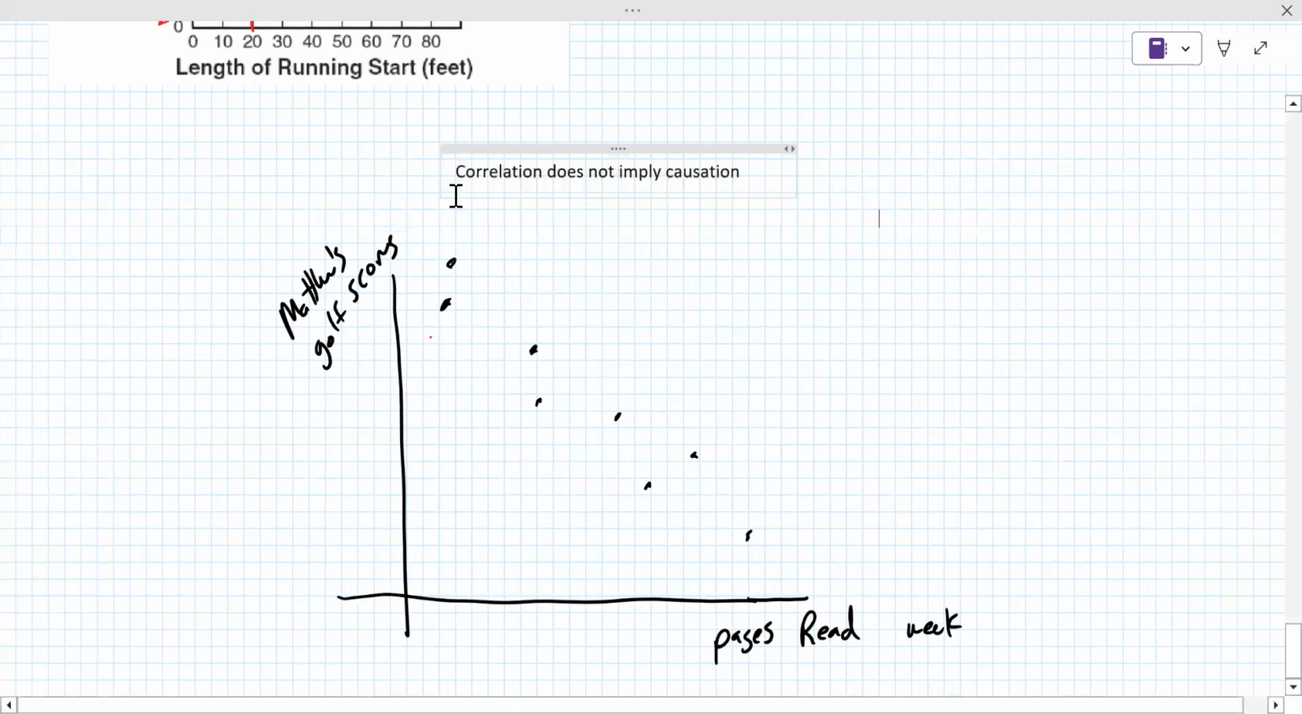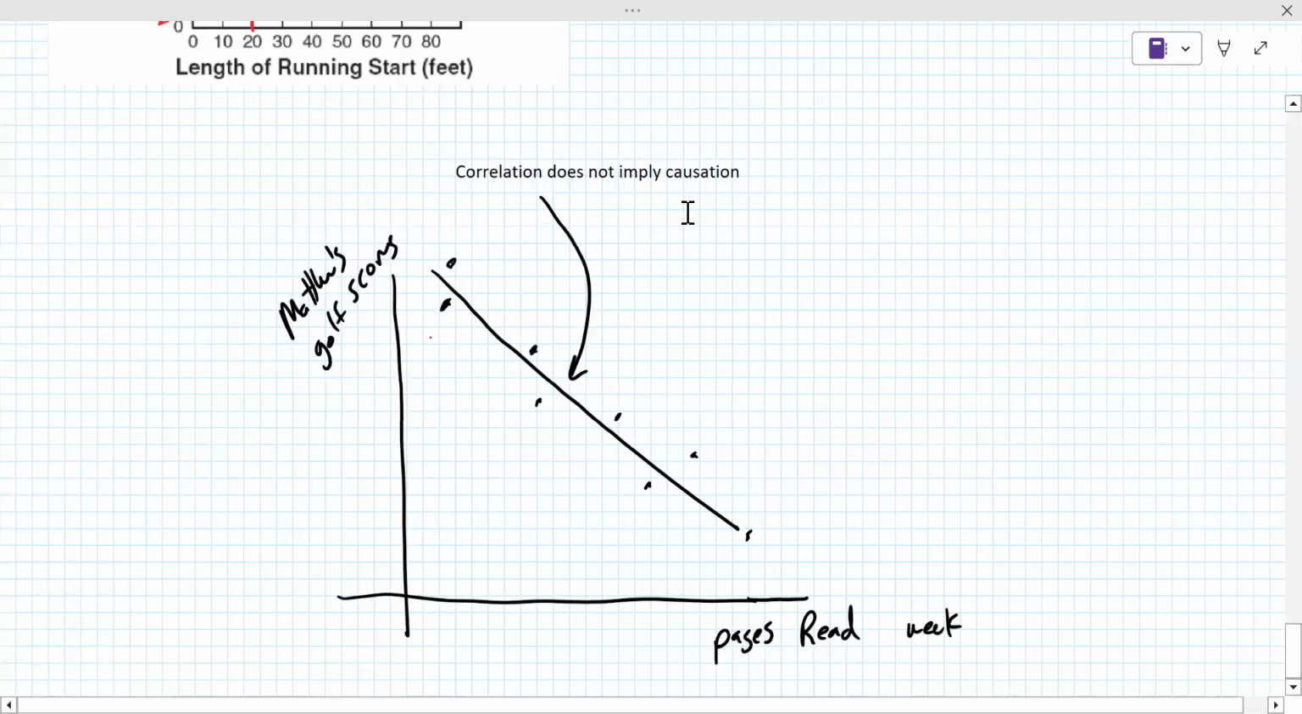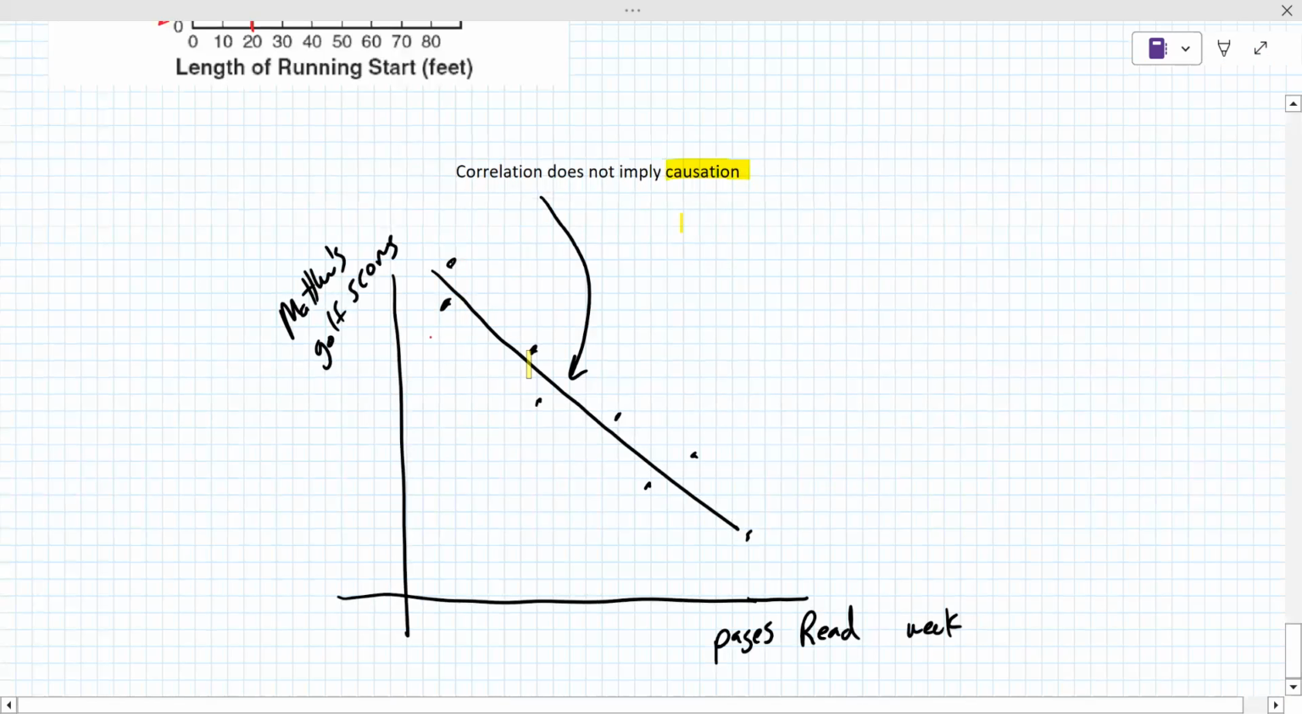No. Wait a second. What does the graph show? Does it show a nice kind of trend? Yeah. And that's what correlation is. The two subjects don't go together, though. Right, they don't go together. That's the causation part. Okay, but are they correlated? Do the data show that they trend? Yes.